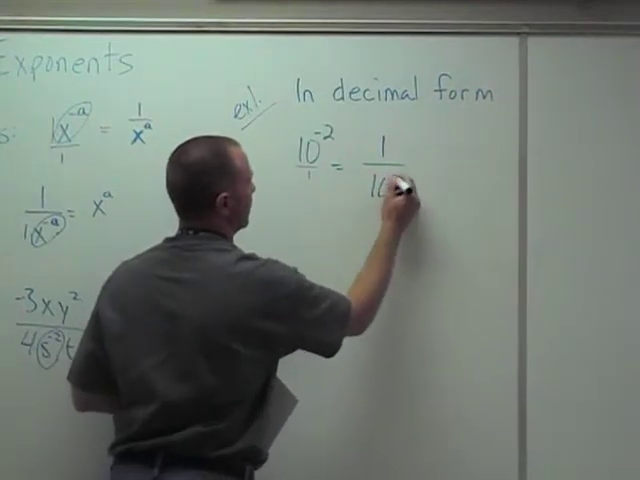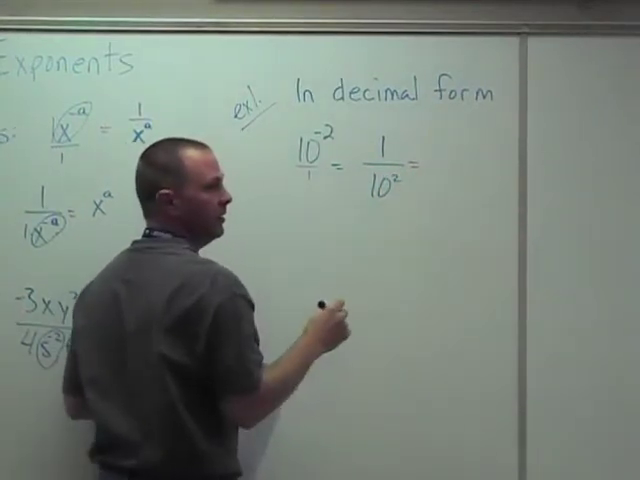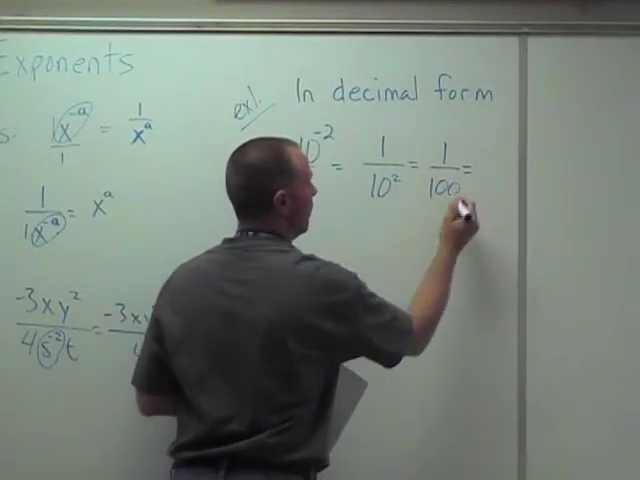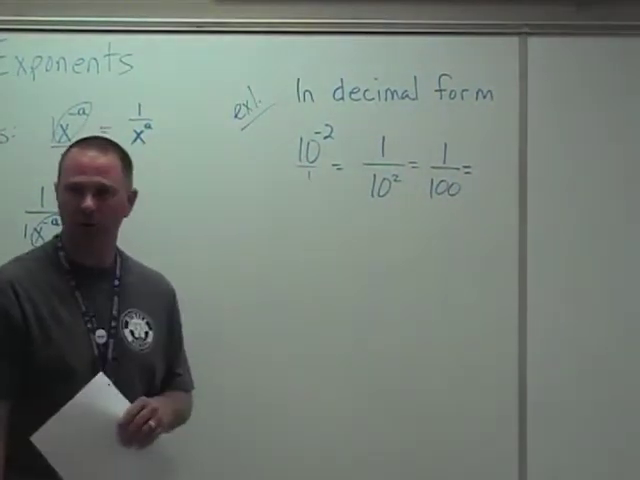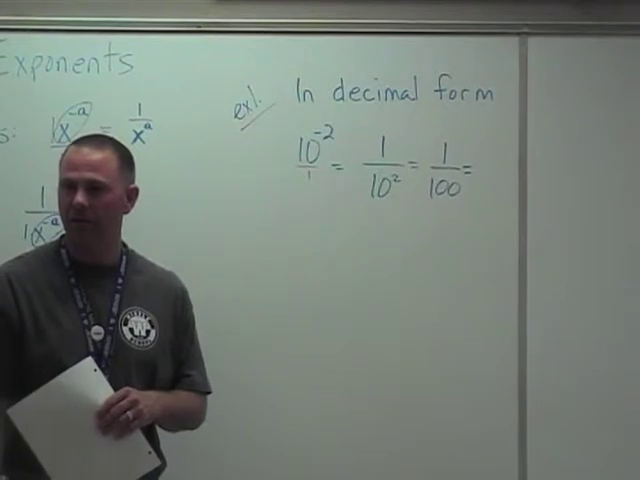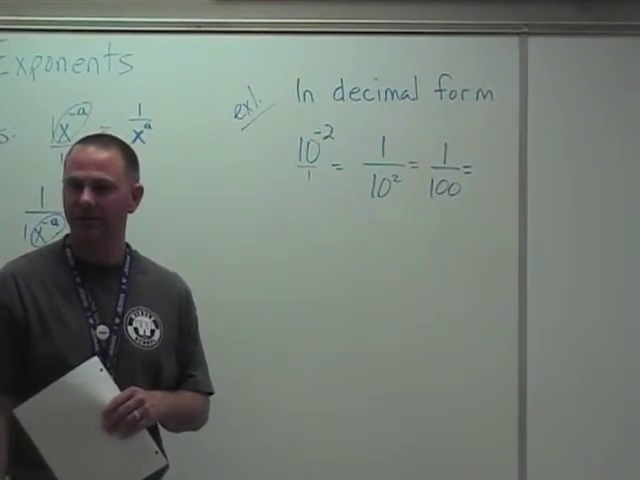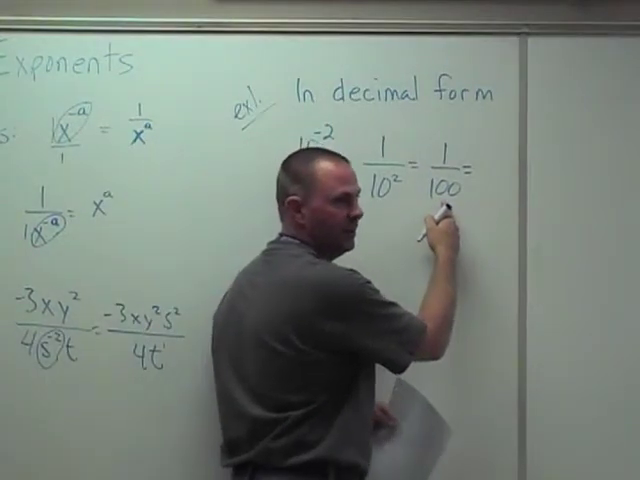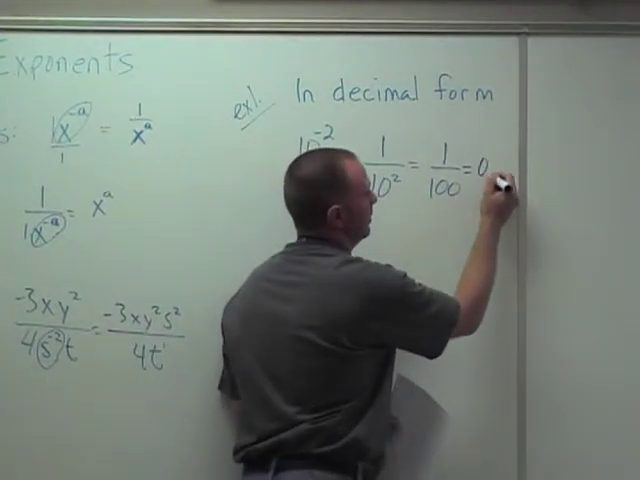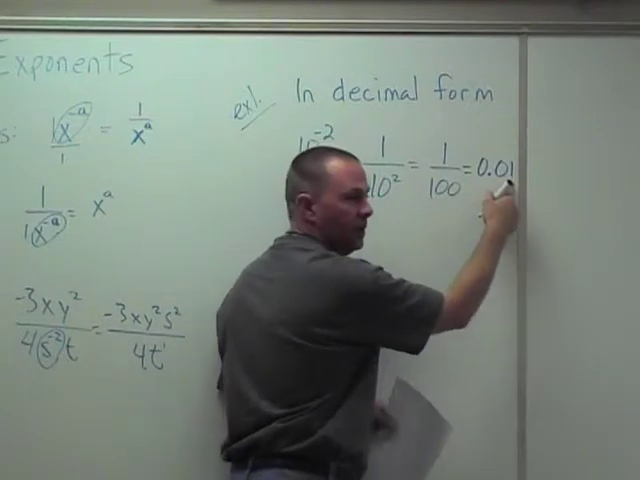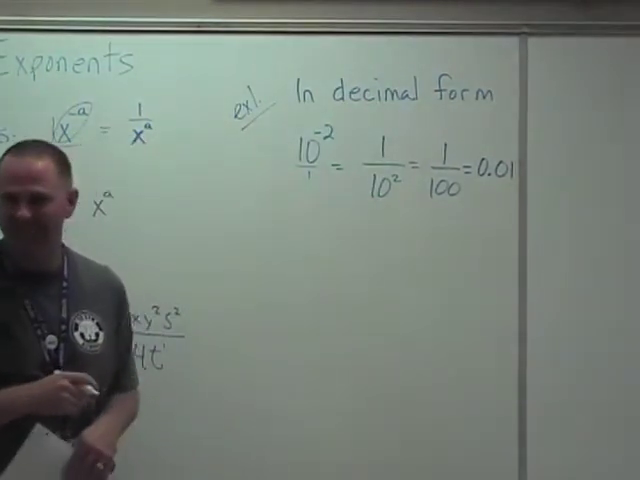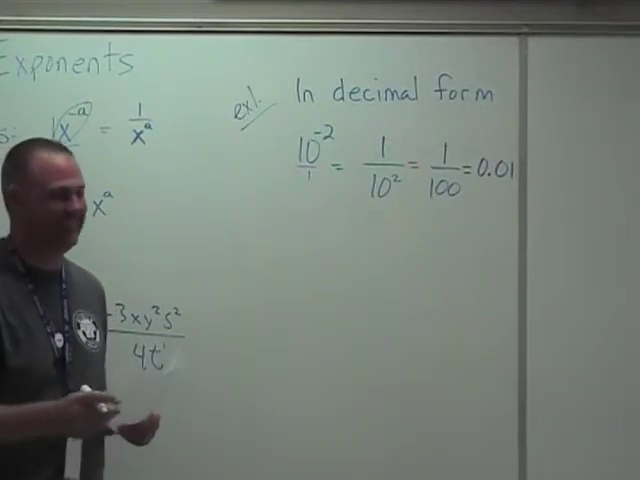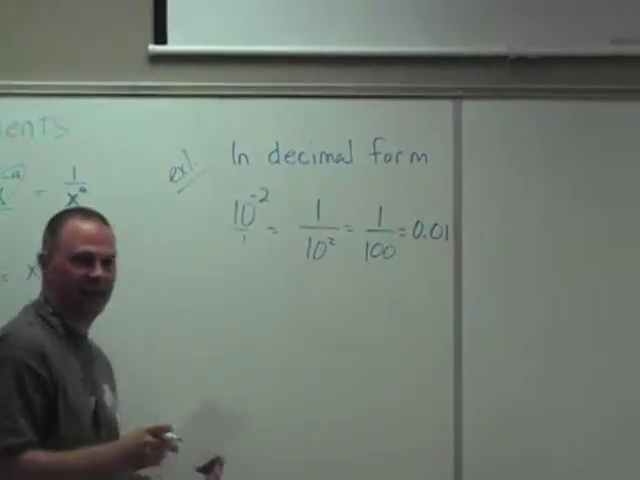1 over 10 squared. Now what is 10 squared? 100. And how do you write 1 100th as a decimal? 1 100th. Isn't that 1 100th? Okay. All right. So now you kind of get what we're doing here.